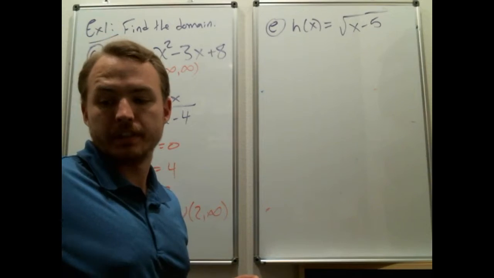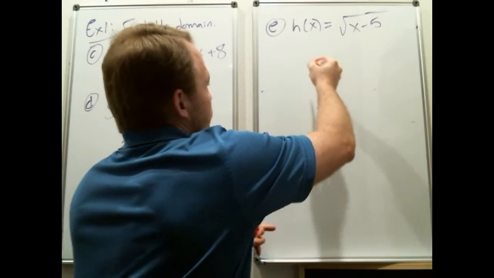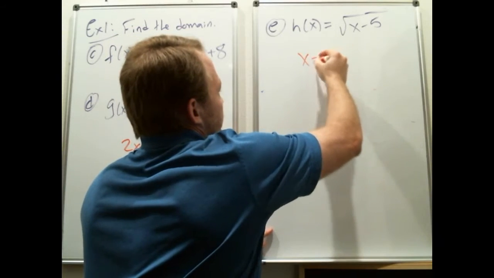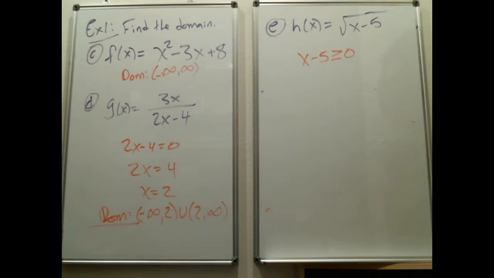So we always want the inside of that square root to be greater than or equal to 0. And that's what we do here. We say x minus 5, we take the inside, and we want it to always be greater than or equal to 0, because those are the only numbers that we can take the square root of.